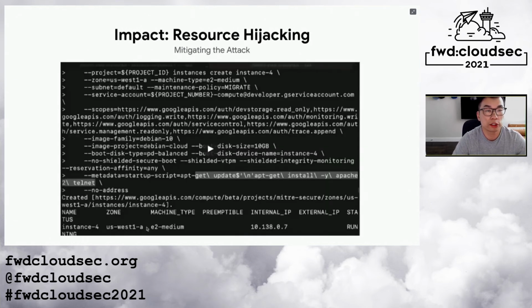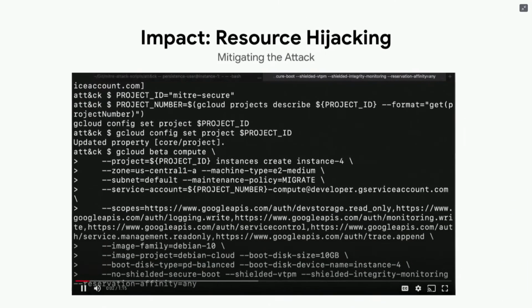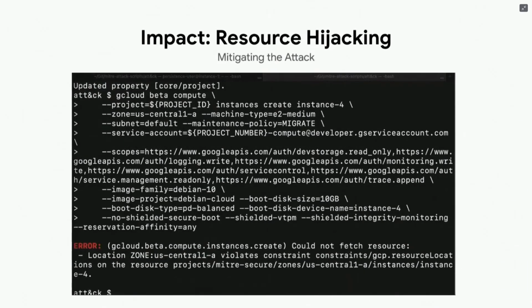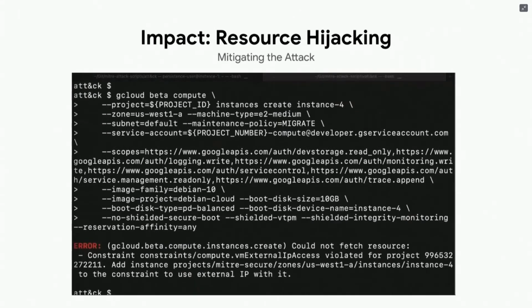Now, what if the attacker tries to use the same TTP against a more secure infrastructure? Here, the attacker uses the compromised service account key and attempts to create compute resources for Bitcoin mining in US Central 1A. However, the attacker is blocked by the resource location policy, and through a process of elimination, the attacker figures out they can create instances in US West 1A.